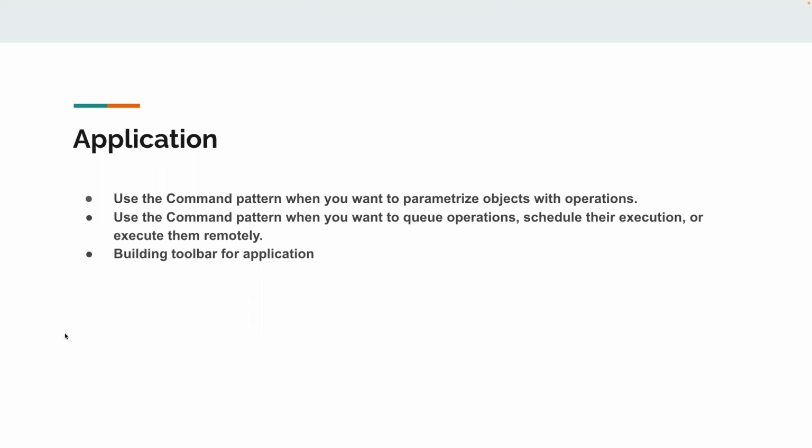Applications: the command pattern is mainly used when you want to parameterize objects with operations. You can also use the command pattern when you want to queue operations, schedule their execution, or execute them remotely. And it is mainly used for building the toolbar for an application.